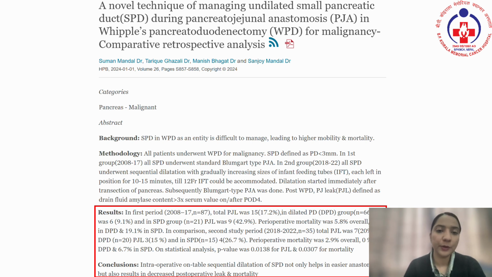Two groups were kept. They selected a pancreatic duct of less than 3 mm, and kept two groups, control and case with duct dilatation, and they did the Blumgart technique for the anastomosis. They also mentioned that after the dilatation, the postoperative pancreatic fistula rate was lowered, and thus intraoperative on-table sequential dilatation not only helps in easier anastomosis but also helps decrease the rate of postoperative leak and also the mortality.